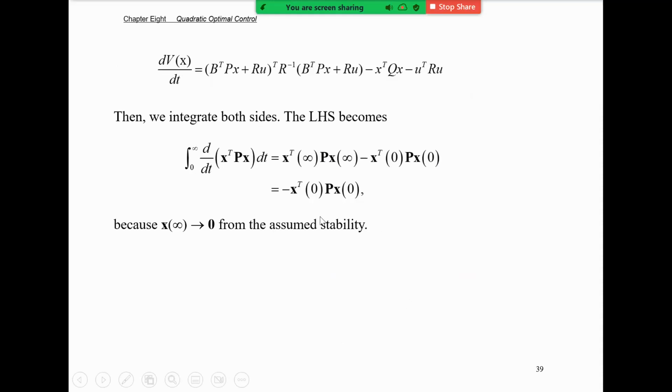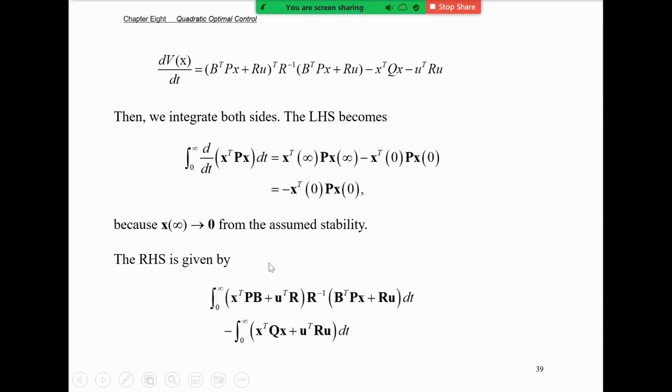But you may say, hey, how do we know it's stable? We are going to show that later. For the time being, we assume this is true. Then, how about the right-hand side? If we take an integral of those two terms, so this is the first term, and those are the second term, and we know the second term. This will now correspond to the cost function.